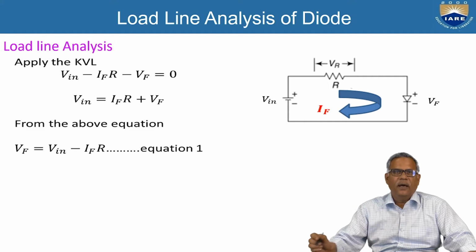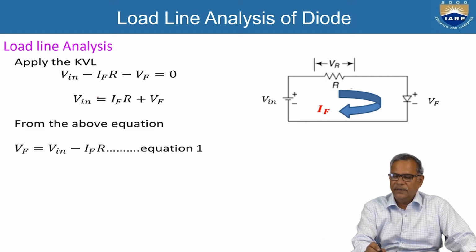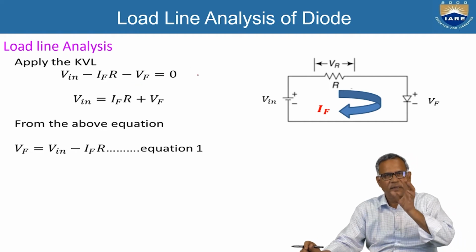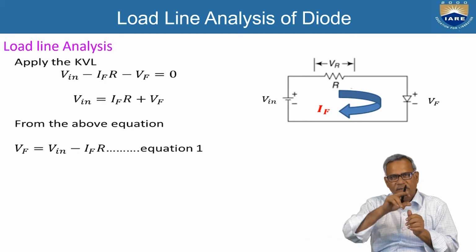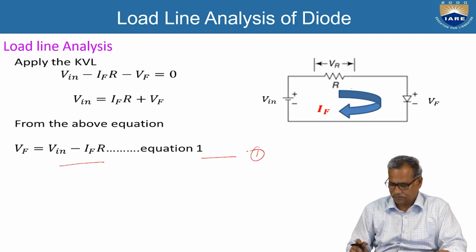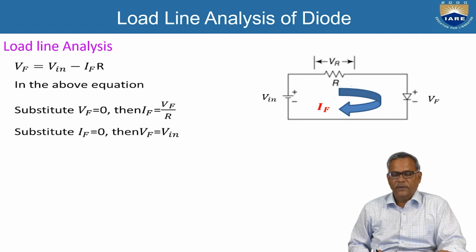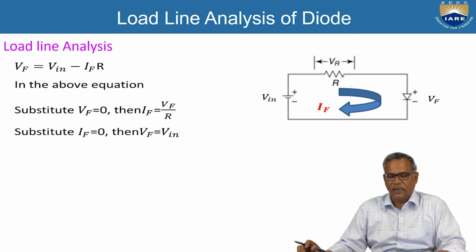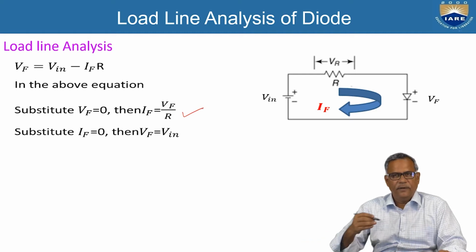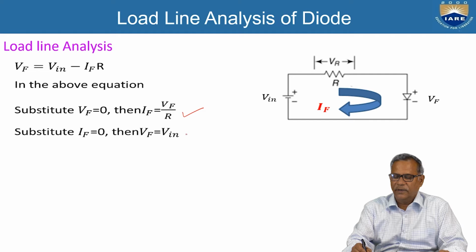Now applying KVL around the loop, we get Vn minus IF R minus Vf equal to 0. Vf is the voltage across the diode and IF is the current through the loop. From this equation we can write Vf is equal to Vn minus IF R. That is equation 1. In the above equation, if you substitute Vf equal to 0, then we get IF is equal to Vn by R. And if we substitute IF equal to 0, we get Vf is equal to Vn.